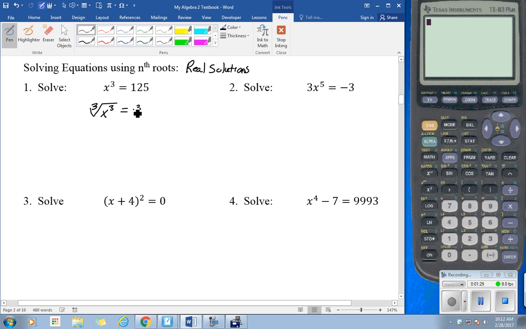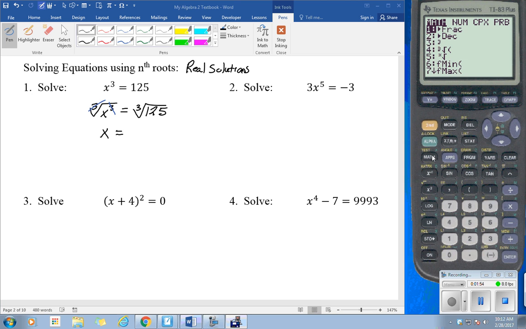If you think back to one of the previous videos, we know if we're taking a cube root, there's only one solution to that. We don't include the plus or minus. We just go with what we got. So the cube root and the cube just cancel each other out on the left. That will bring down our x, and that's then equal to the cube root of 125. If you're unfamiliar with those roots, remember we can go into the math menu and use the cube root option. The cube root of 125 is going to give me 5.